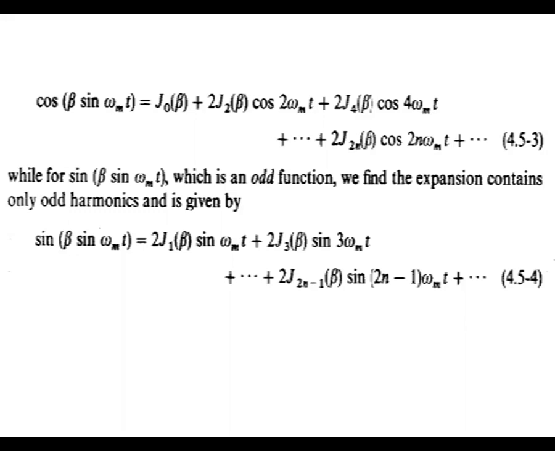So along with the carrier, even harmonics are there. There are odd harmonics as well. What are the odd harmonics? Sin beta sin omega m of t, sin beta sin omega m of t, odd harmonics. Those odd harmonics are there.